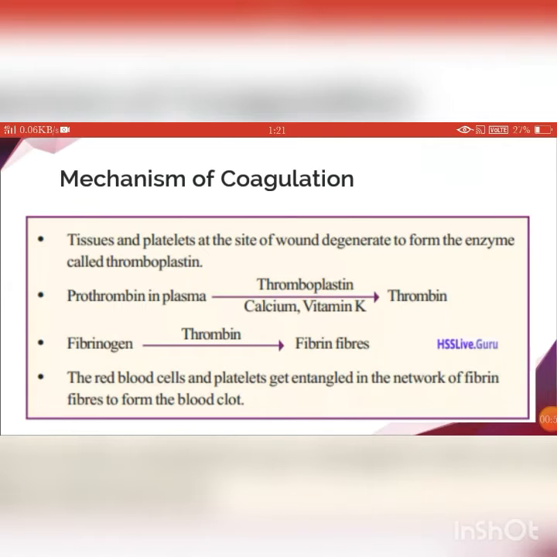Now we come to the mechanism of coagulation. It is divided into 4 steps. Step 1. The ruptured platelets at the site of wound release an enzyme thromboplastin. Step 2. This enzyme, in presence of calcium ion and vitamin K, converts soluble blood protein prothrombin into enzymically active thrombin. Step 3. Thrombin catalyzes the reaction for conversion of soluble blood protein fibrinogen into insoluble protein fibrin. Step 4. Fibrin forms a meshwork on the ruptured site to prevent loss of RBCs. So we have tried to depict the mechanism in the form of a chart as shown on your screen.